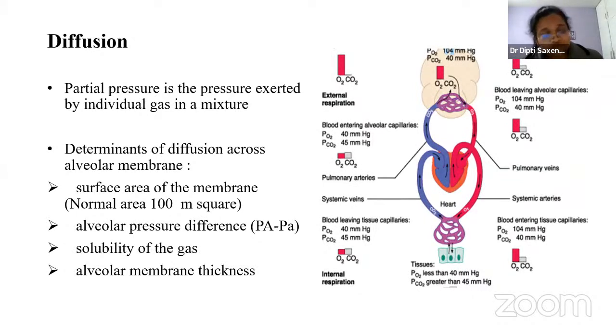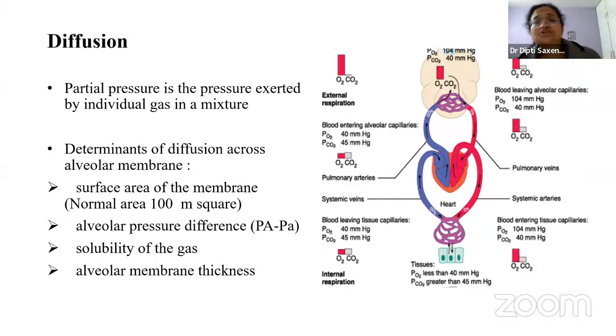If the alveolar pressure difference is more, again diffusion will be more. Solubility of the gas is high, again diffusion will increase. If the alveolar membrane thickness increases, diffusion will decrease. This is what happens when there is pulmonary edema, or fibrosis, as we see in COPD or interstitial lung disease. The alveolar membrane thickens and hampers the gaseous exchange.